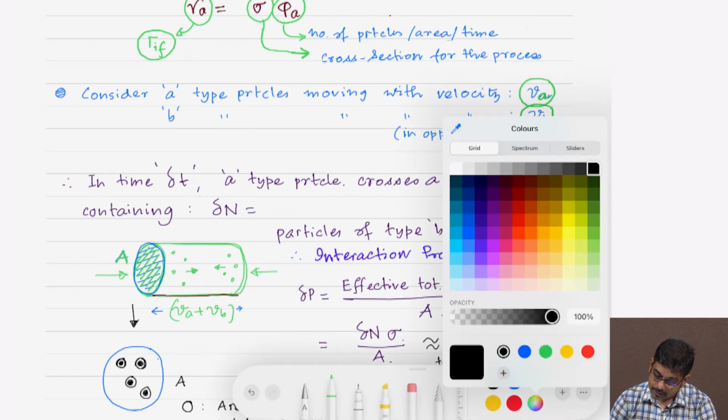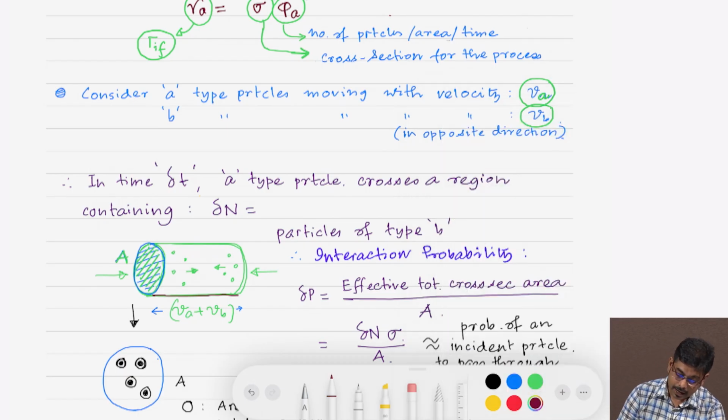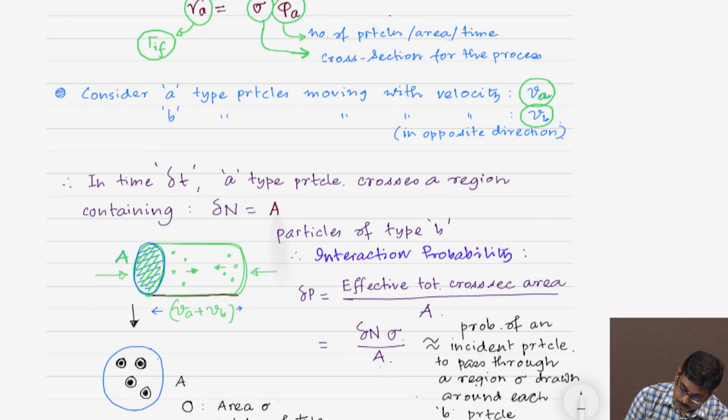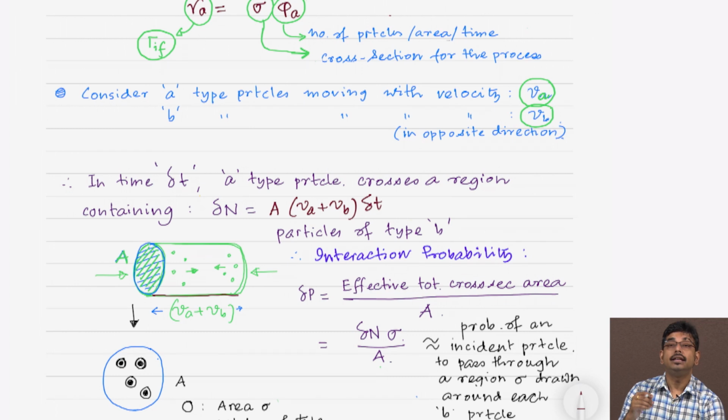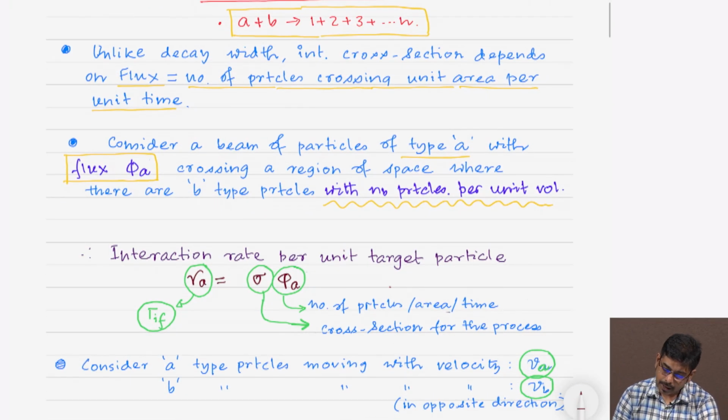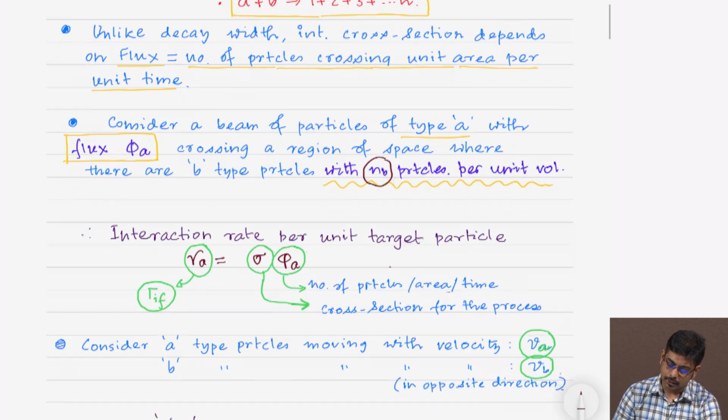Let us write it in this red pen: this will be essentially A into (V_A plus V_B) into delta t, and this is basically the volume. And how many particles per unit volume do the B's have? By definition, we said that we have N_B particles per unit volume.